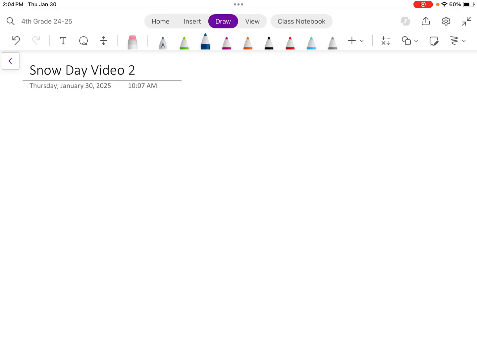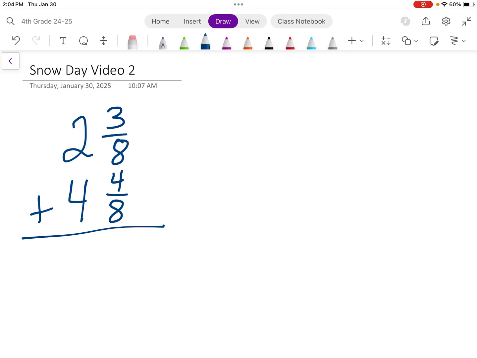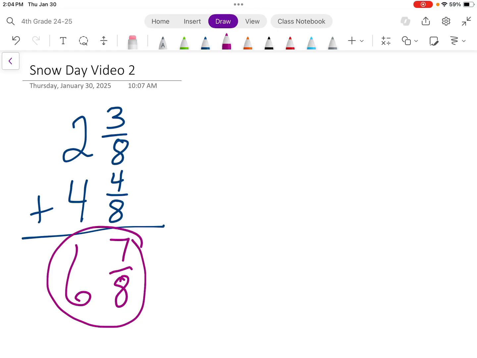Our first example is going to be 2 3/8 plus 4 4/8. And as I go through these, if you guys want to just pause the video and work them out on your own before we go over the answer, and then you can check it with our work, then that would be an option. First thing we're going to do is add the fractions up. So 3/8 plus 4/8 is equal to 7/8. 2 plus 4 is equal to 6. So our answer on this one is 6 7/8.